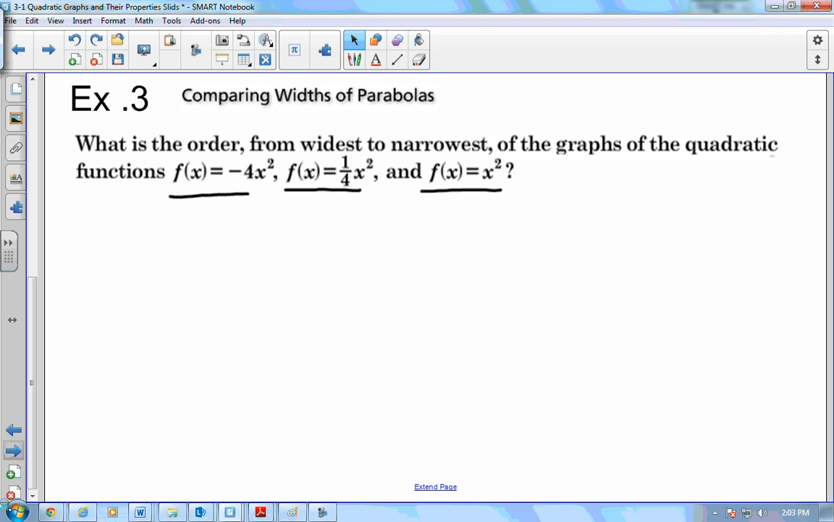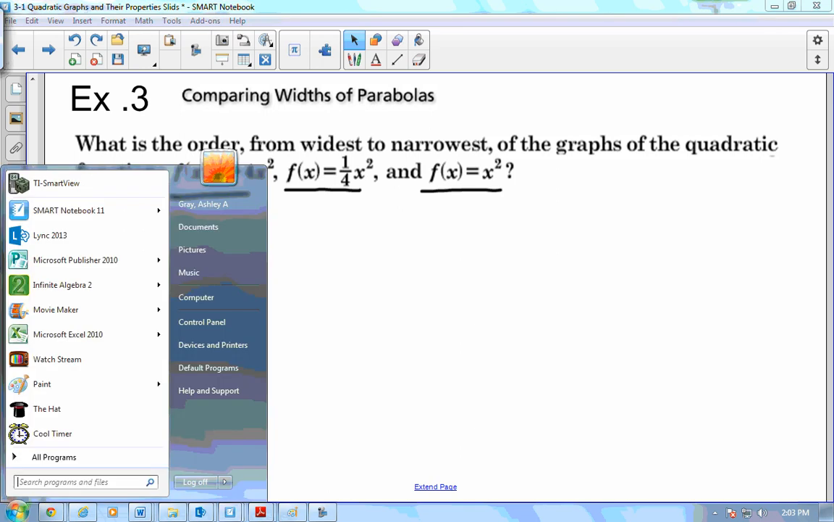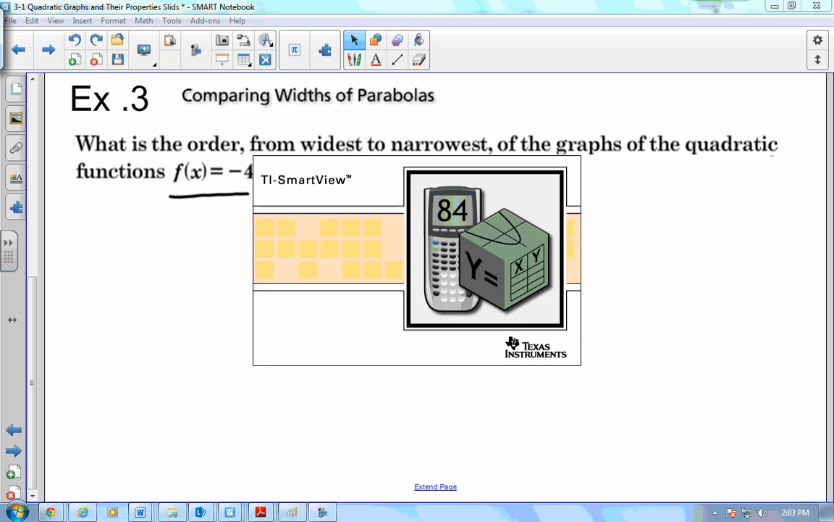So grab out your calculators, turn them on. One was negative 4, one was 1/4, and the other one was just equals x squared.